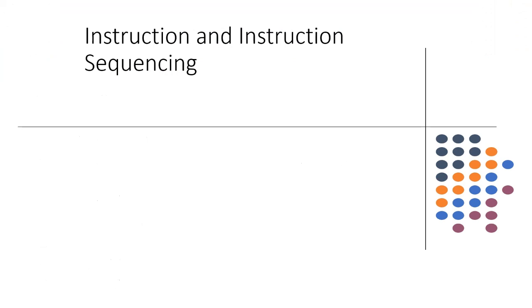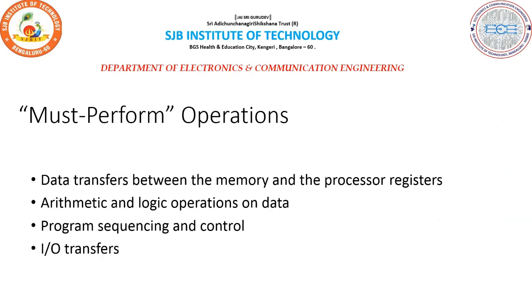Next is instructions and instruction sequencing. Here you can see there are four types. One is data transfer between the memory and the processor register, then arithmetic and logic operations on data, program sequencing and control, and I/O transfers. Let us discuss them one by one.